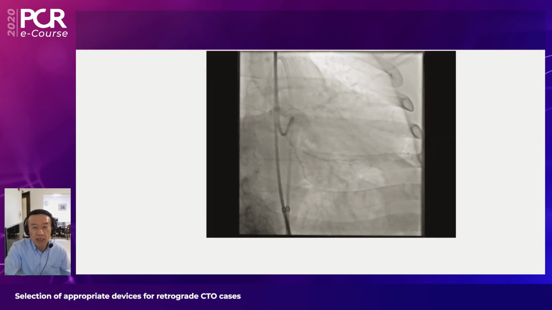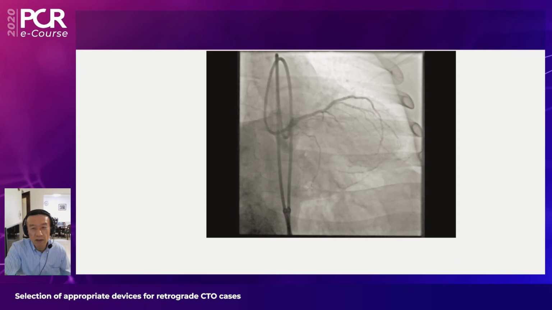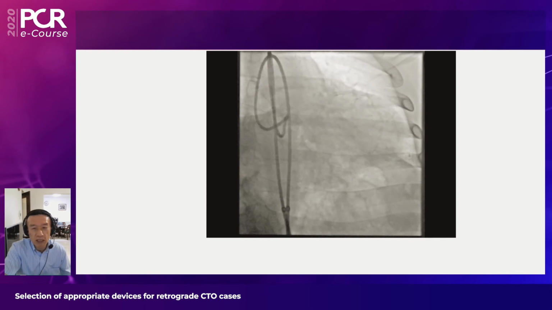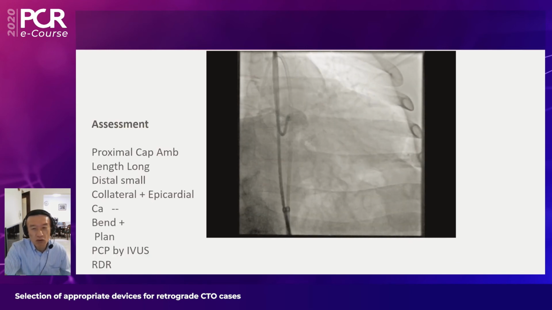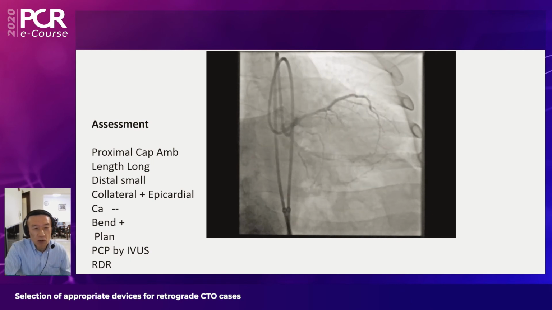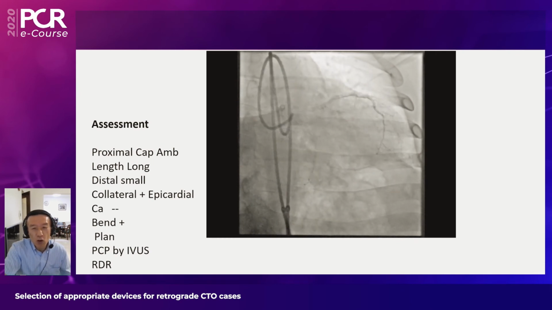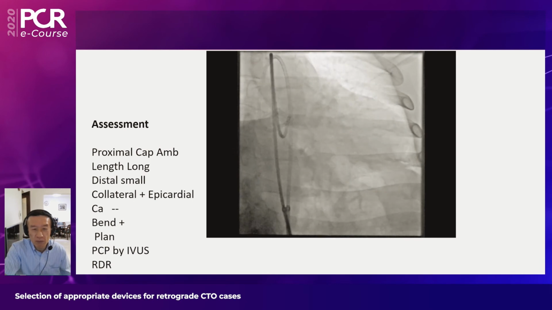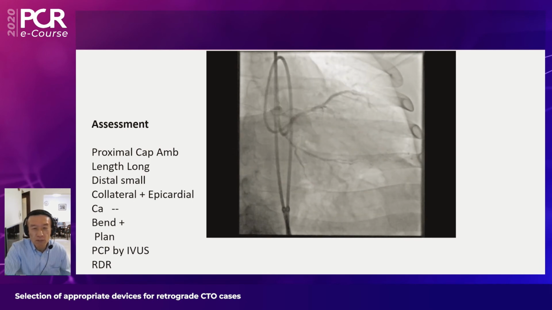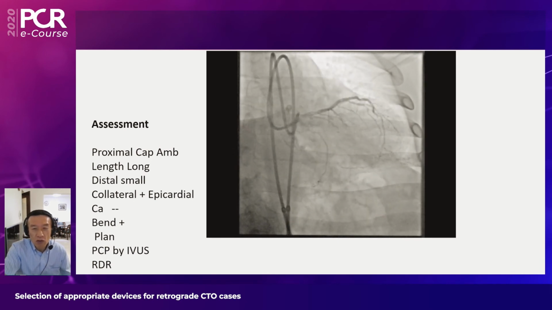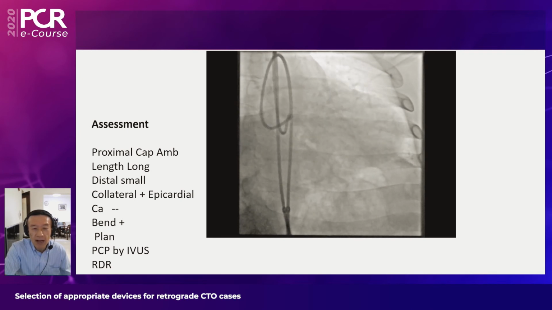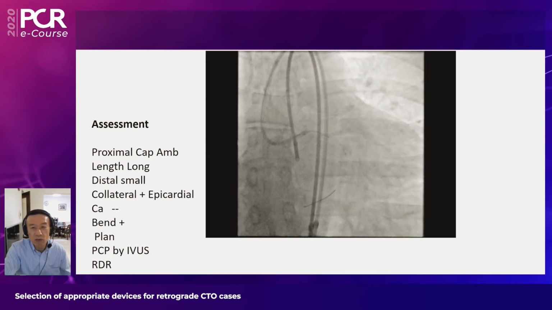So probably as you already heard, this is a typical example of the circumflex CTO, which is one of the most challenging cases. Proximal cap ambiguous, long CTO, and the distal vessel is very small, and collateral is found on the epicardial. No calcification, but bending inside. So our plan for revascularization is proximal cap puncture by the IVUS and retrograde dissection reentry as well.